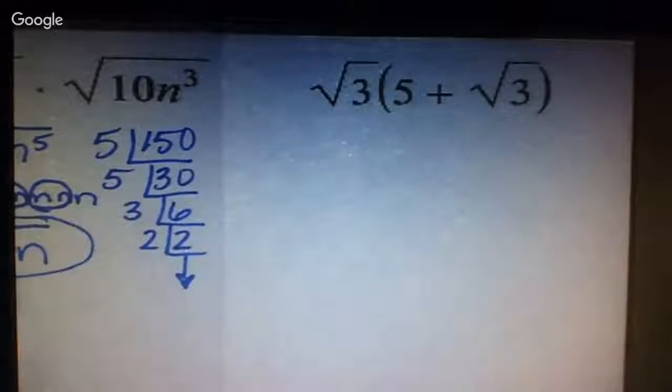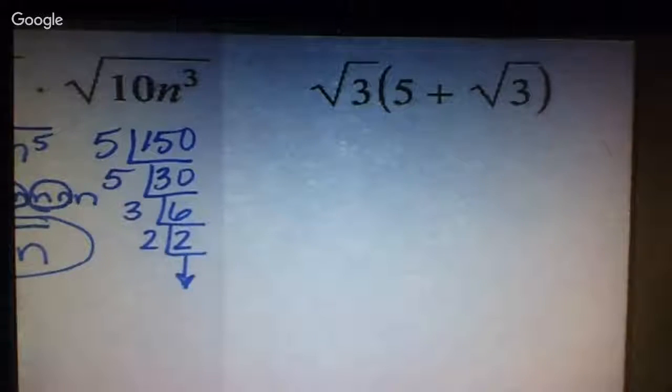This may look like a horrible, ugly mess. Okay? It's not that bad. You remember when I had problems like this, where I had 2 times x plus 4, and this became 2 times x, which was 2x, and 2 times 4, which is 8. That same process is going to happen here.